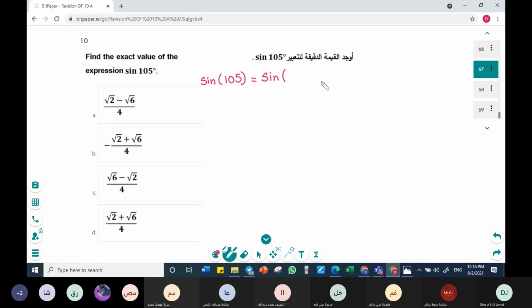120 plus 30. 120 plus 30. Is it going to give you 105? Oh, no. Start from the simplest identities, simplest special angles.